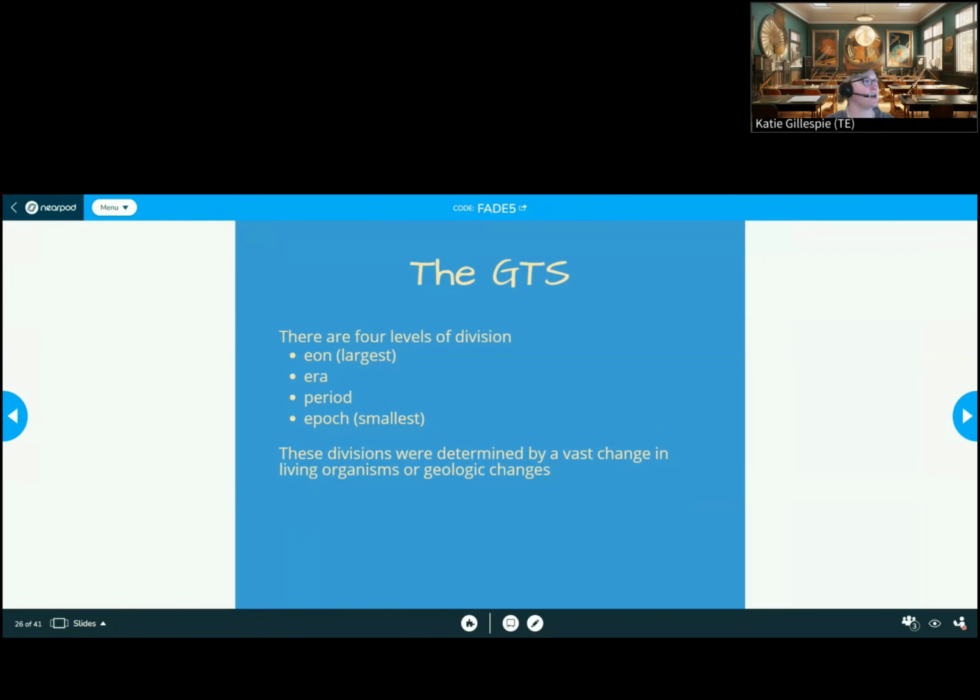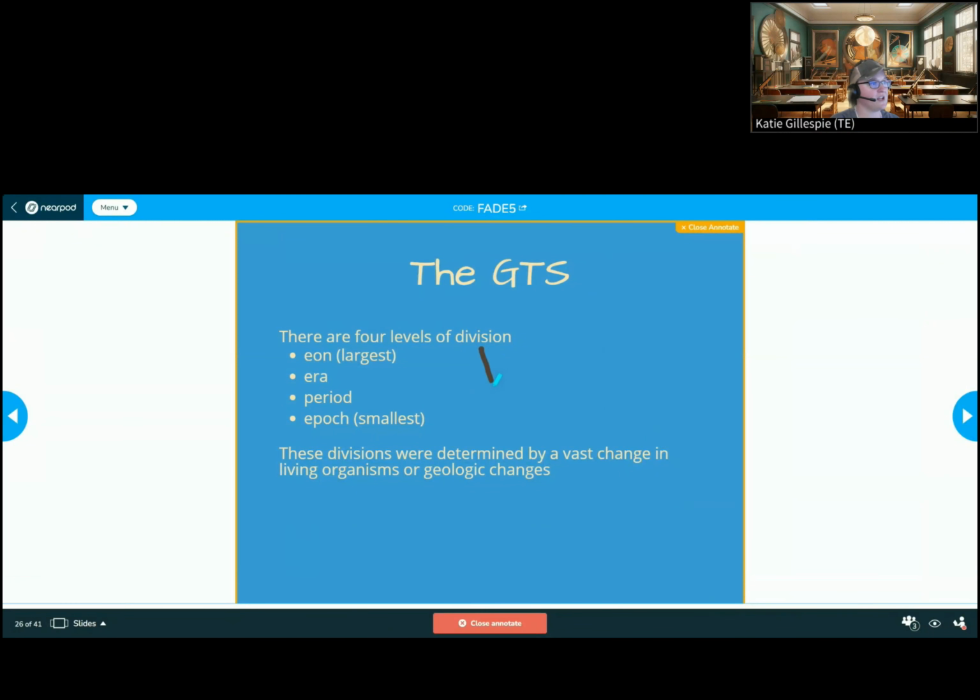4 levels of division. Eon, that's the largest expanse of time. That's the largest division of time. And we're going to talk about four or five of those, but really just 2. We're going to kind of narrow that down to 2. Eras. Eons are subdivided into eras. Eras are subdivided into periods. Epochs are subdivided from periods.